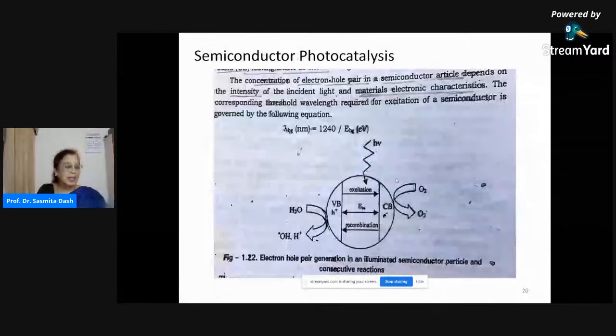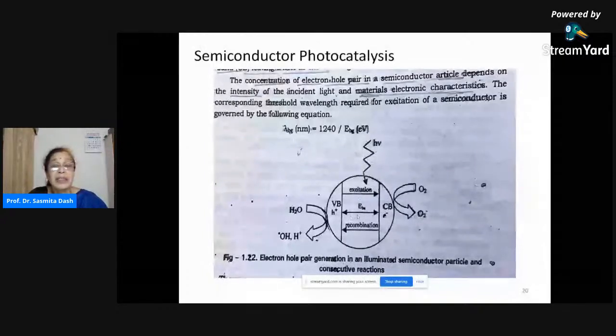Coming to semiconductor photocatalysis. In heterogeneous photocatalysis, semiconductors act as photocatalysts in the photomineralization due to their specific electronic structure, which is characterized by a filled valence band and an empty conduction band. There are many semiconducting materials available.